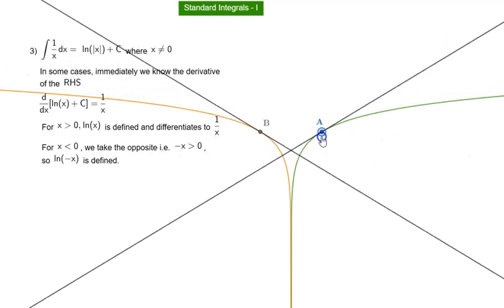And in both cases, the slope at A and B are the same. The only difference is the sign. In this case, it is positive. In this case, it is negative. So here we have a positive slope. Here we have a negative slope. But the numeric value of the slope itself is equal.